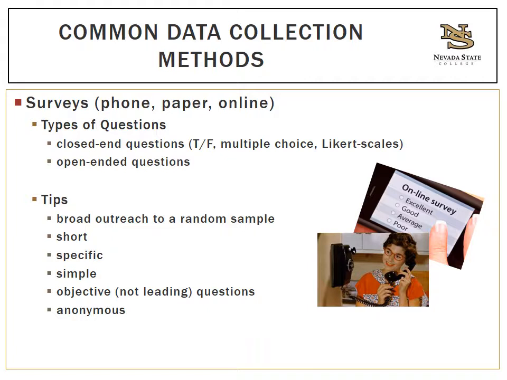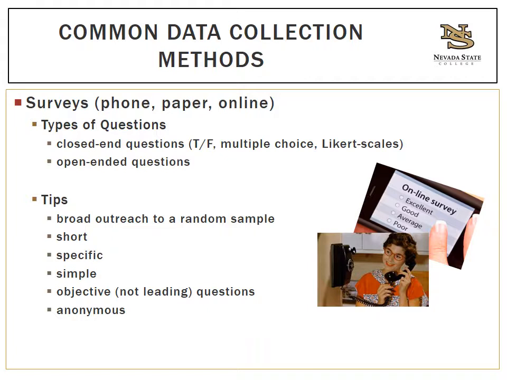Also, you want to make sure that you have a random sample. So again, minimizing that sampling bias, making sure that your sample represents the population. So randomly selecting people to participate. Also, you want to make sure that your survey is short so that people are more inclined to participate. It doesn't take a whole lot of time.